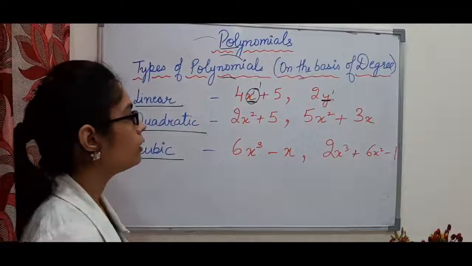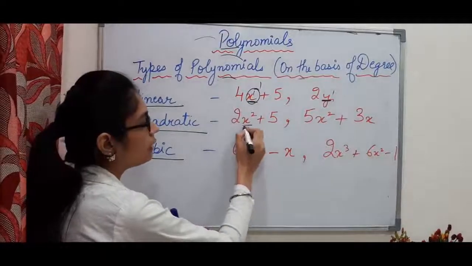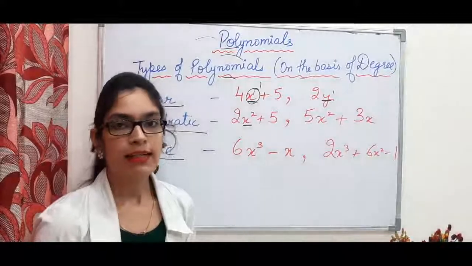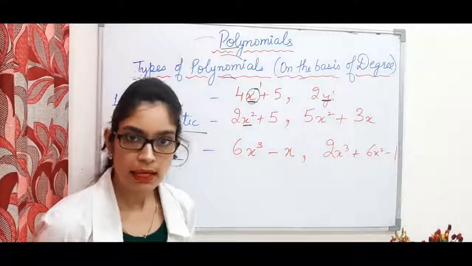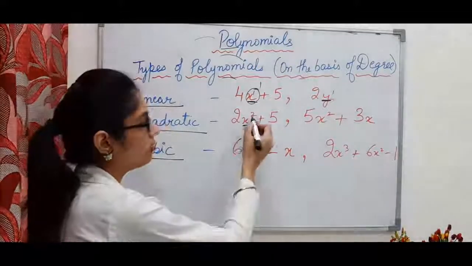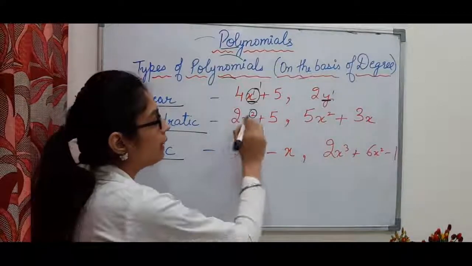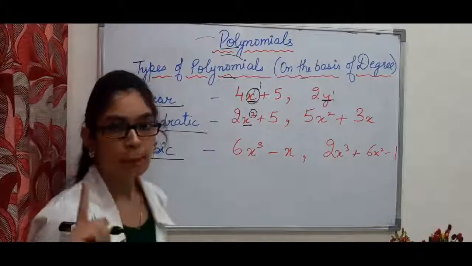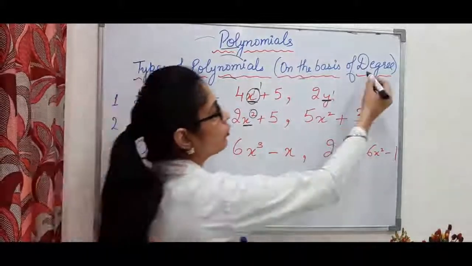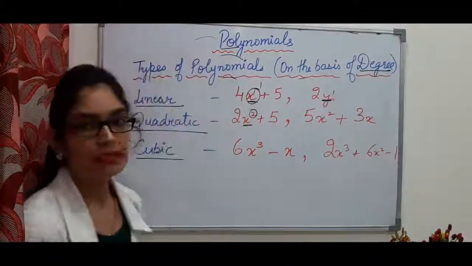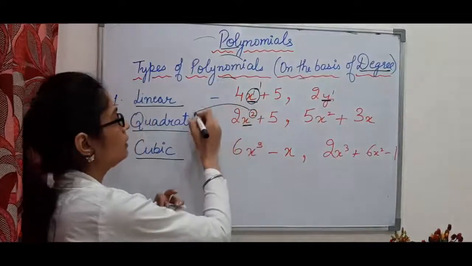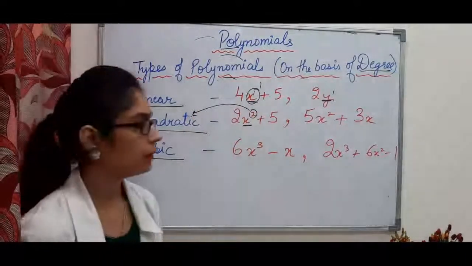In a quadratic polynomial, the degree of the variable, see, variables are those x, y, z, a, b, c, all the alphabets, they are variables, and when the degree of the variable is equal to 2, here you can see its degree is equal to 2. You don't have to see the number of terms. We are doing types on the basis of degree. So here the degree of the variable is 2, which means this is a quadratic polynomial.